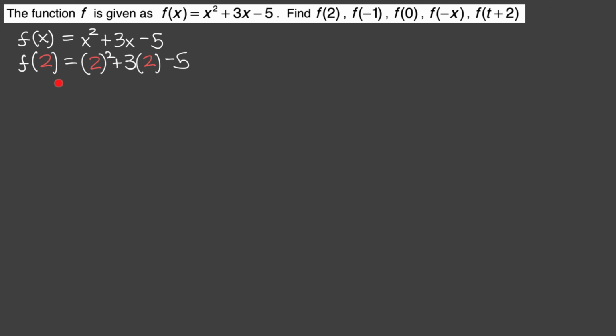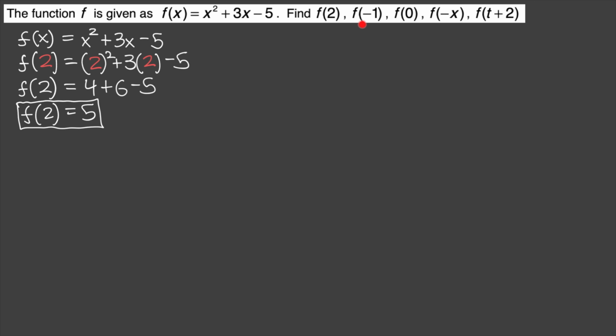All right, so let's simplify. So 2 squared is 4, plus 3 times 2 is 6. So that means f of 2 equals 4 plus 6, and then minus 5. 4 plus 6 is 10, minus 5 is 5. So that tells us f of 2 equals 5. All right, so there is our first function value.